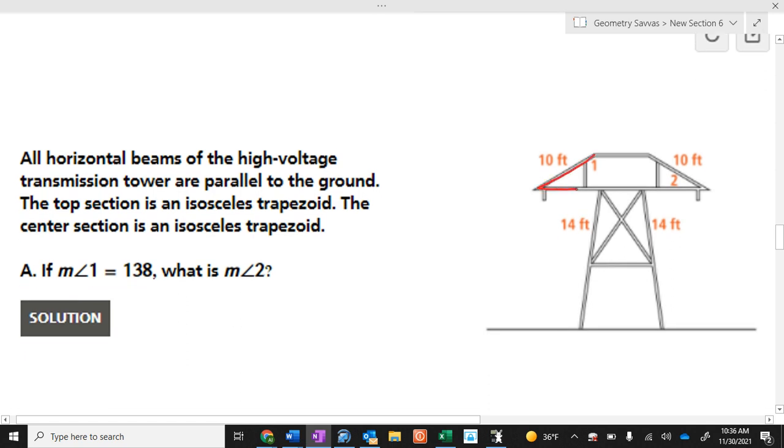So here's a trapezoid. Don't worry about the up and down supports. Now we're told angle 1 is 138 degrees. So if this is 138 degrees right here, this one here is 138 degrees. What's angle 2? 138. We're looking for angle 2. How big would angle 2 be?